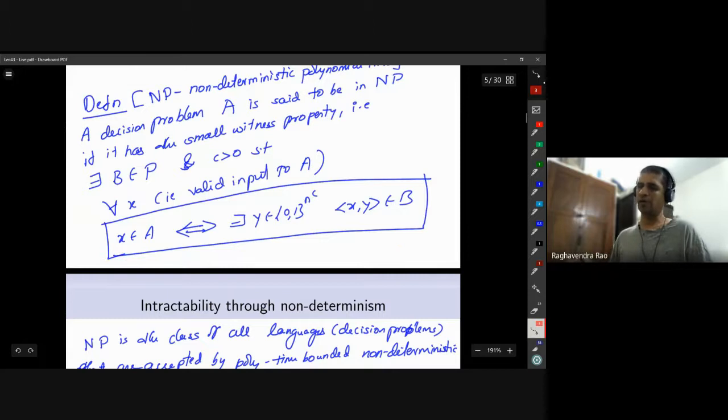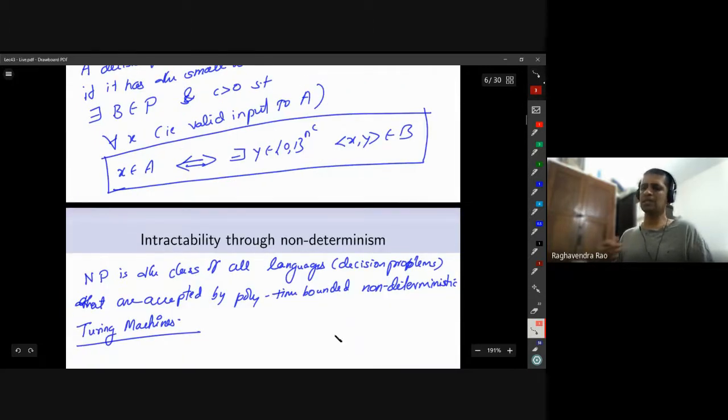We don't have to define what a Turing machine is and so on, but this is something all of you should know. Once you have this in mind, you know what this N is, because otherwise many people tend to remember this as non-polynomial, which it is not. It is non-deterministic polynomial time. Okay, so that is what NP stands for.